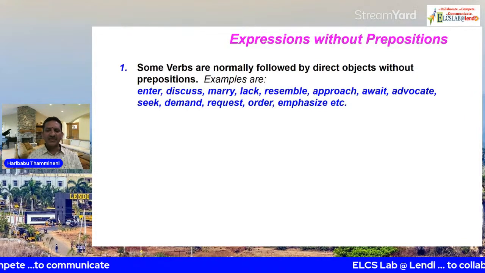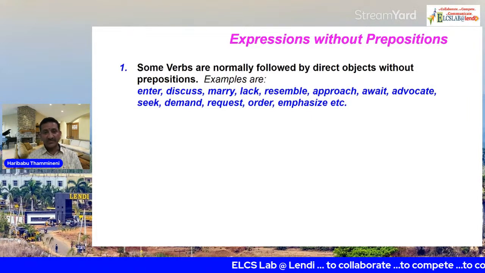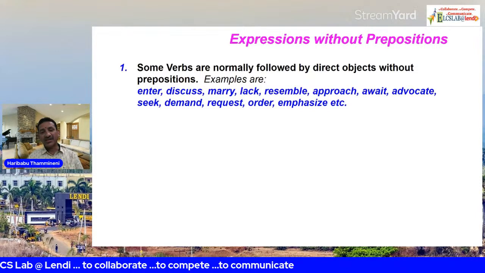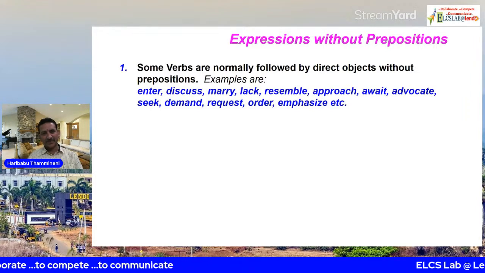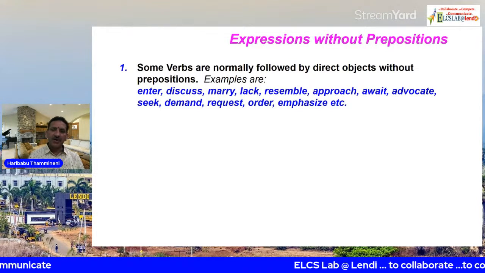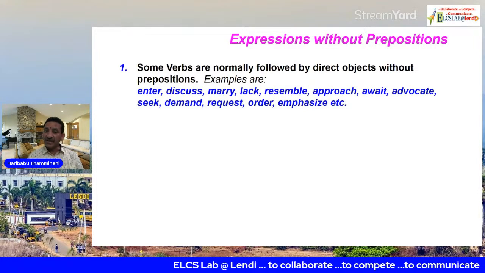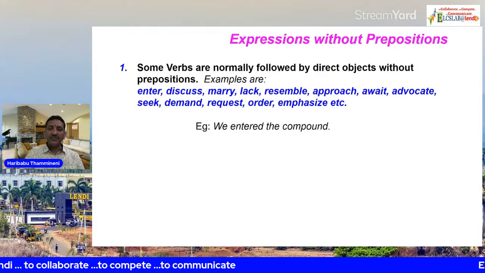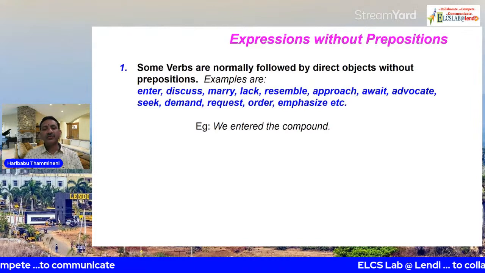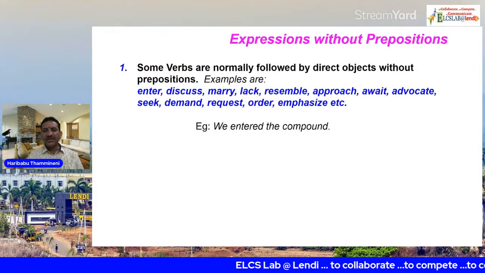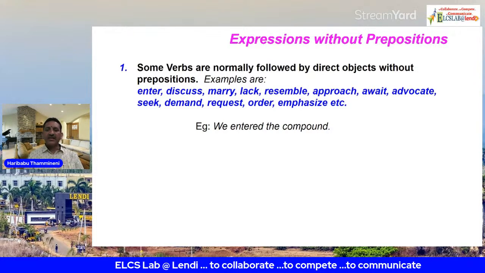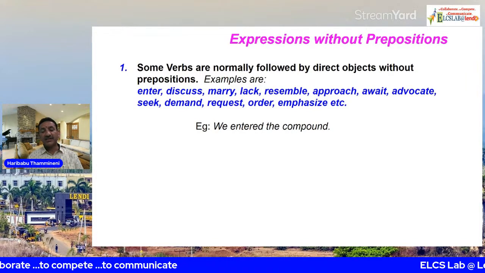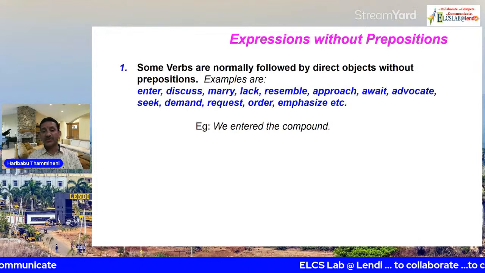Some of these words look like they already have a preposition within. Enter already has into within. Discuss already has about within. Marry has with within. Avoid has for within. So these verbs already have a preposition inside, so we need not use it. For example, we entered the compound means inside the compound we entered. Whereas when we say we entered into the compound, that is very dangerous because into is redundant.